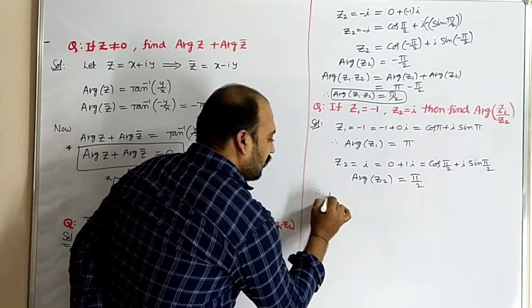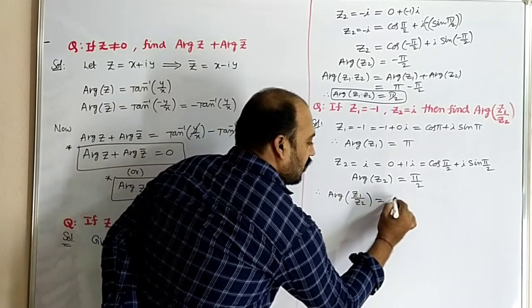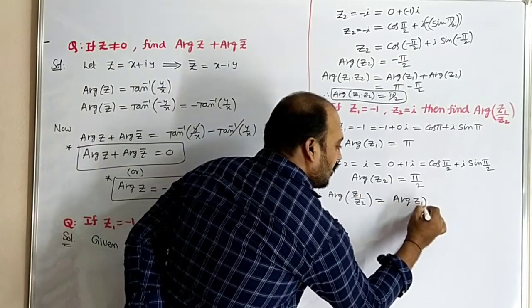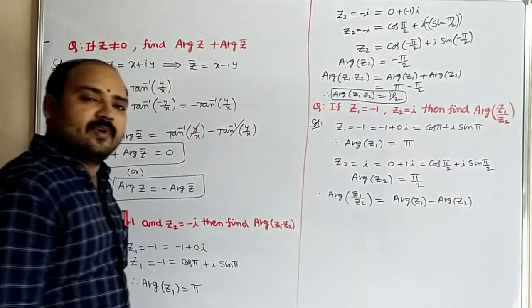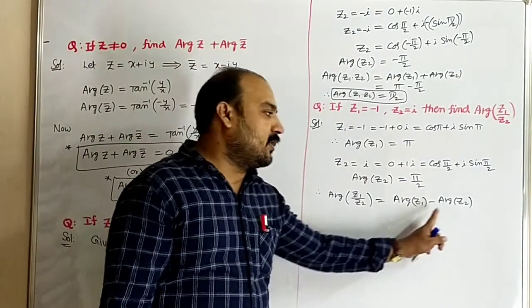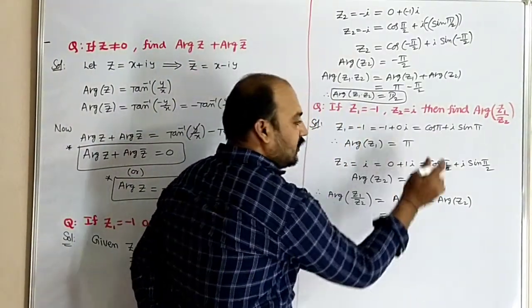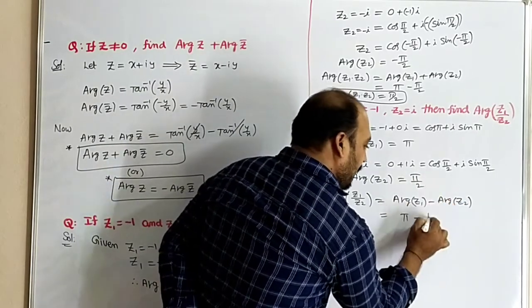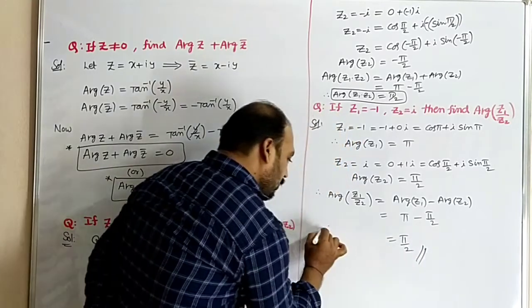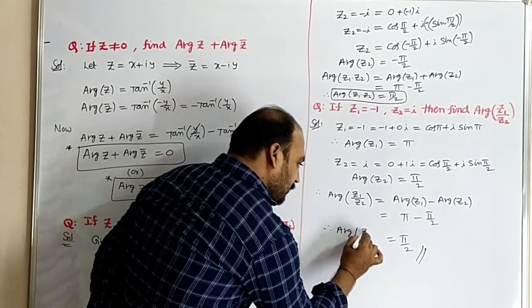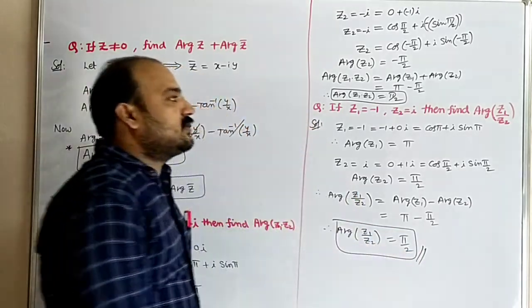Now, argument of Z1 by Z2. Argument of Z1 minus argument of Z2, that is the formula. Argument of Z1 by Z2 is argument of Z1 minus argument of Z2, which is equal to pi minus pi by 2, which is pi by 2. Therefore, argument of Z1 by Z2 is equal to pi by 2. Hence the result.